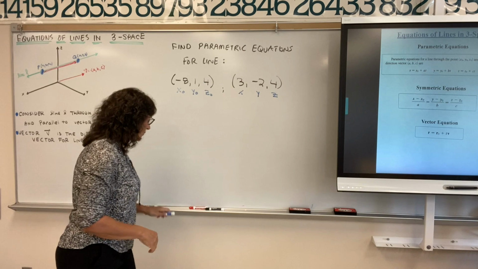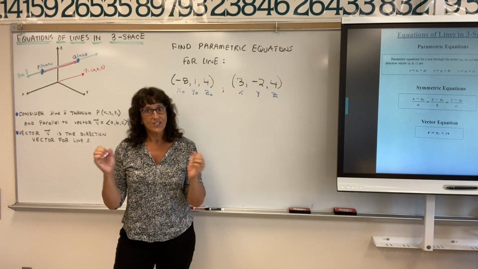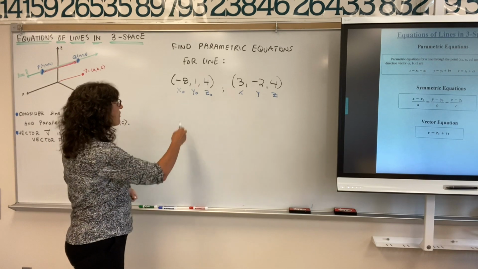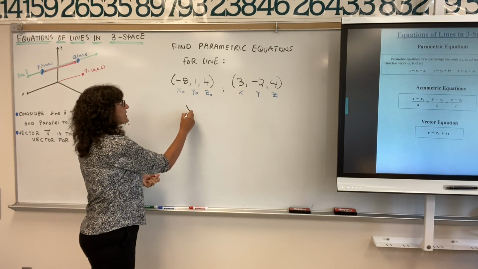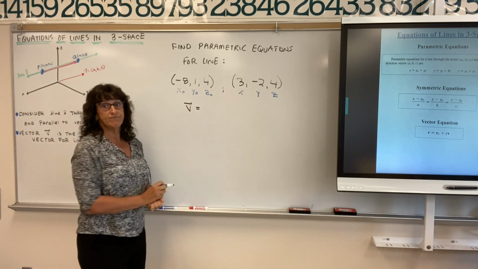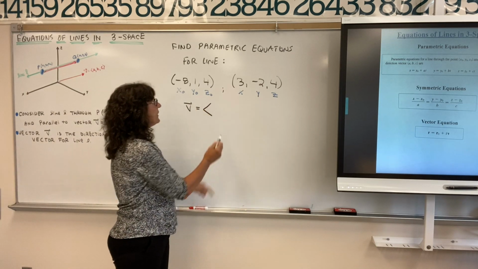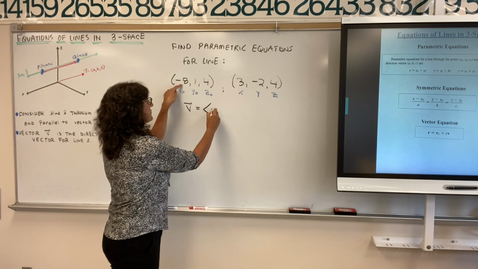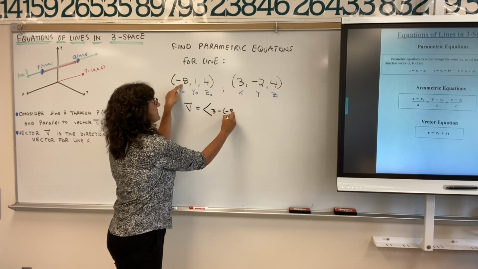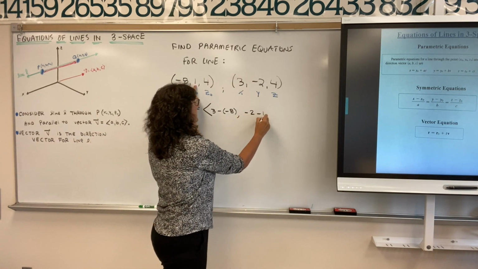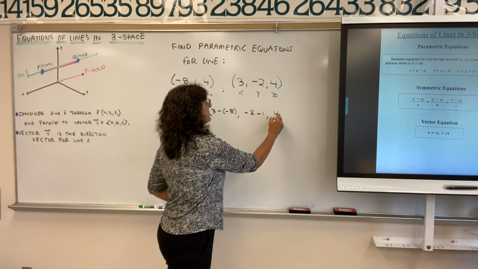So what do we need to do? Well, we need to find the direction the line is going in. We're going to use v for our parallel vector. So to find the direction the line is going in, let's go ahead: 3 minus -8, and then -2 minus 1, and 4 minus 4.